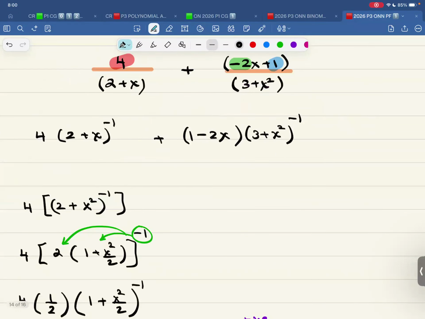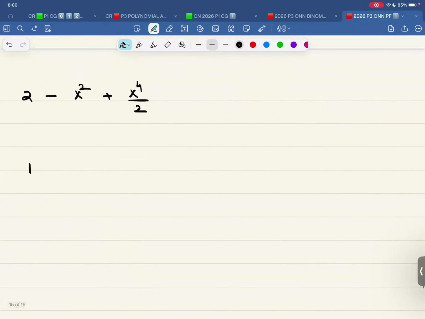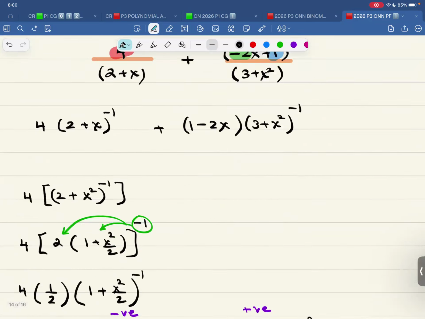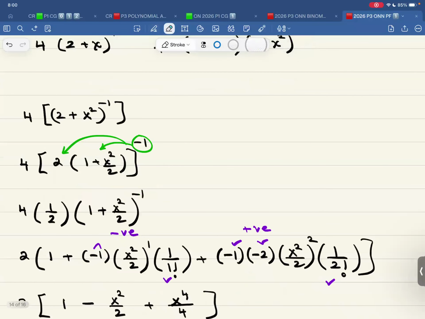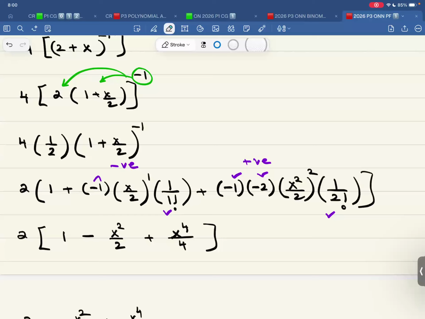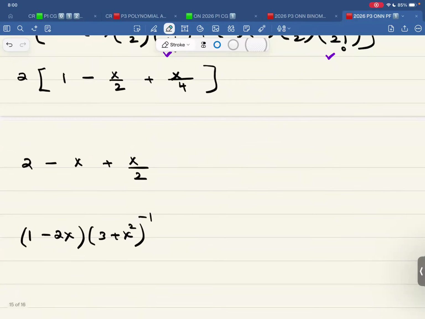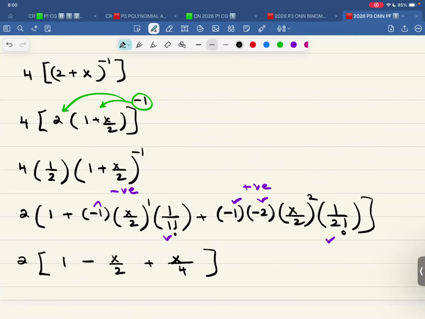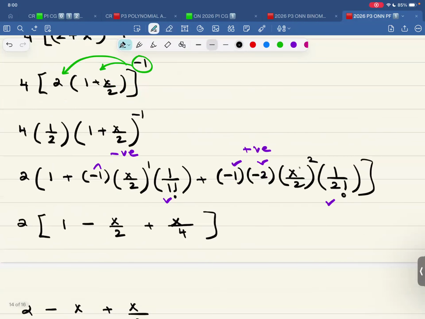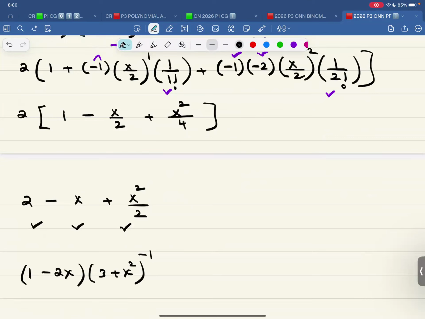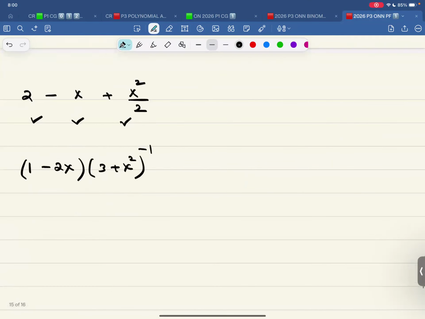Let me focus on (1 minus 2x) times (3 plus x squared) raised to the power of negative 1. And I made a small mistake. Let me correct myself. This is power 1, this is power 1, this is power 1. So there was this mistake. The terms are this, this, x, and x squared over 4. I need all the three terms. So in a hurry, I made a mistake.